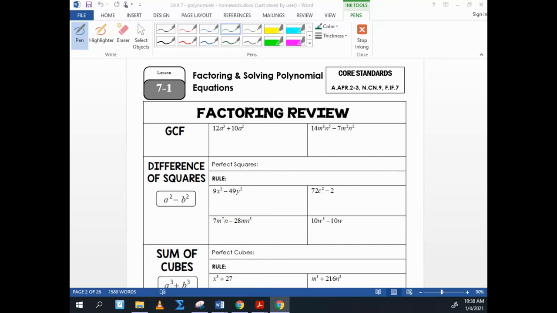All right, welcome to Unit 7. This is our polynomials unit. It's one of our longer units, but it's quite an important building block for the things that we're going to be doing from here on out. So we're going to start this unit off with another review of factoring.